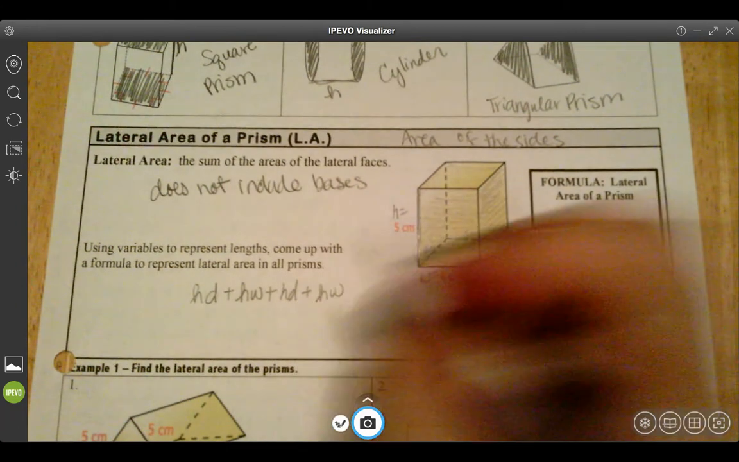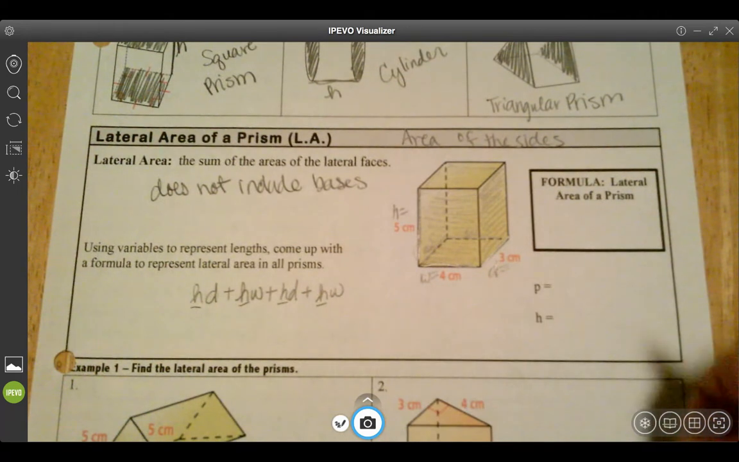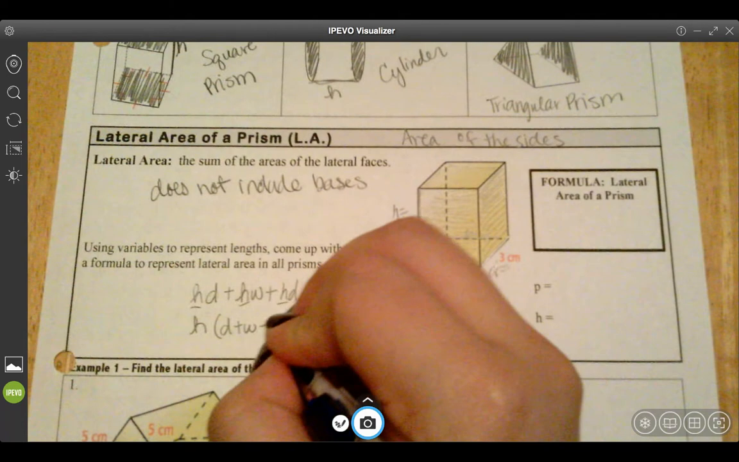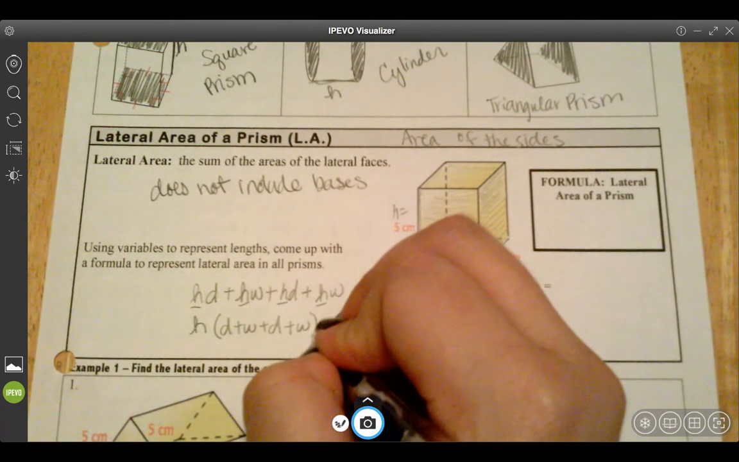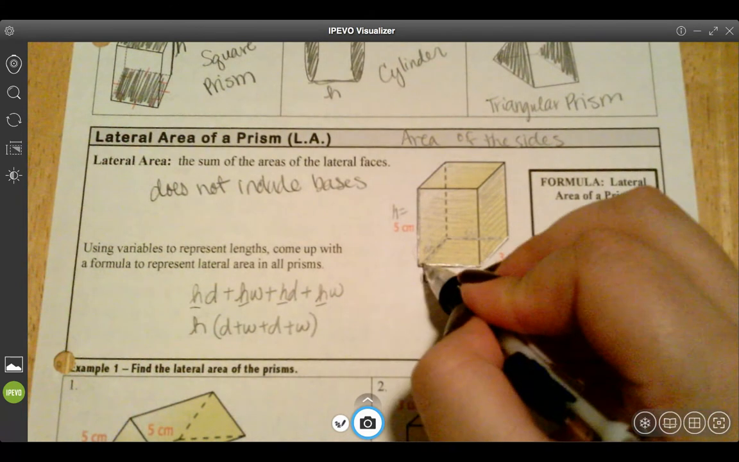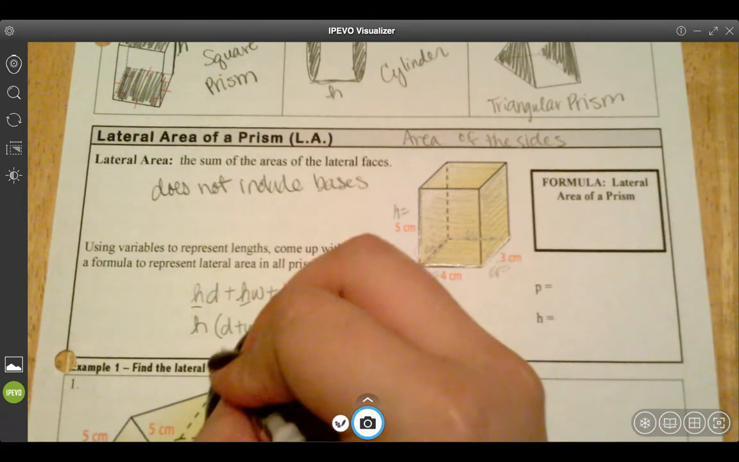And if we simplify that, notice each of these is multiplied by the height. So let's factor that out. Height times depth plus width plus depth plus width. Well, depth plus width plus depth plus width is the perimeter. Height times perimeter.